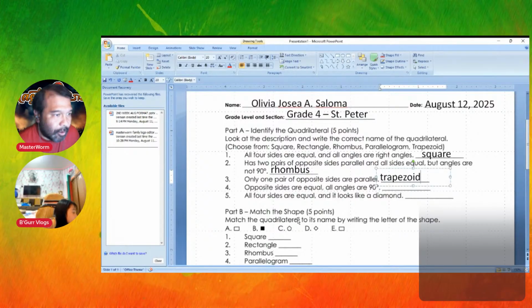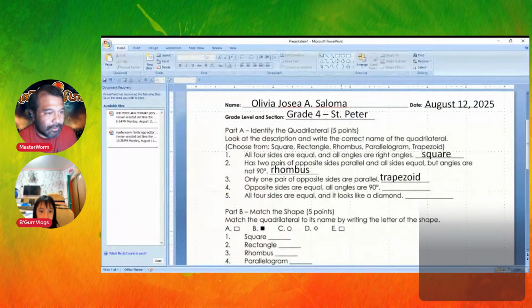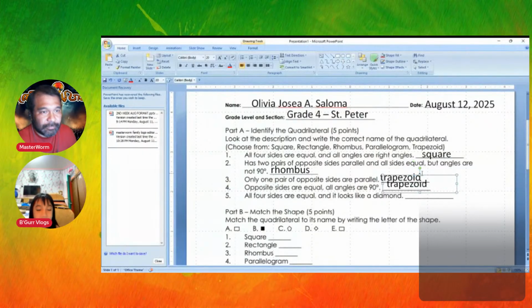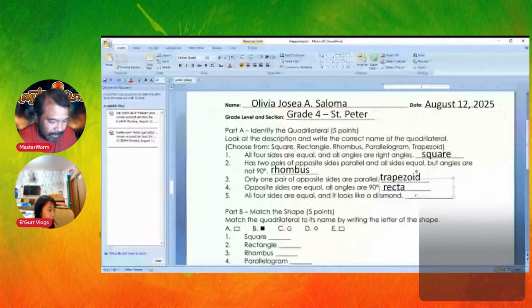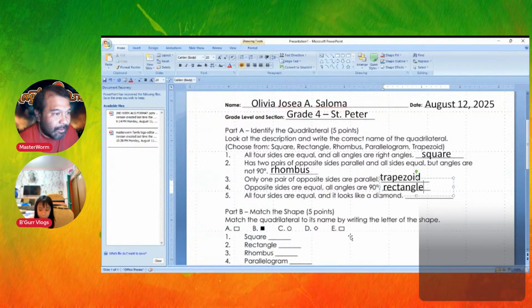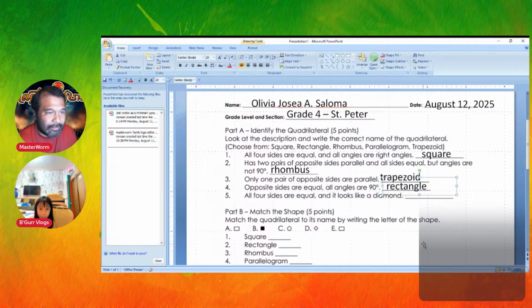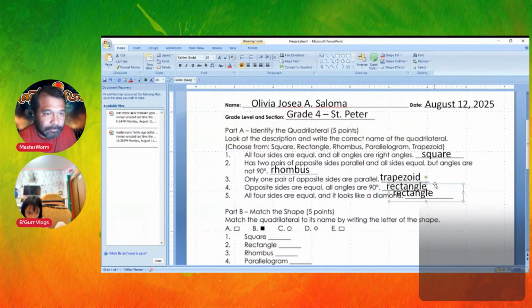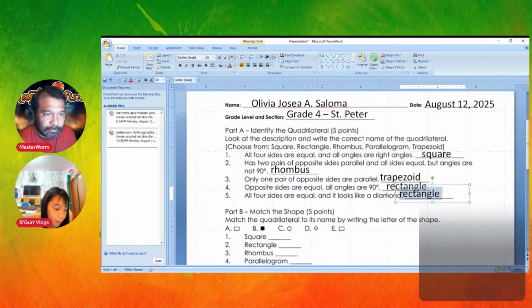Okay. Opposite sides are equal. All angles are 90 degrees. So obviously, this is a rectangle. Very good. All four sides are equal and looks like a diamond. It means that there is no right angle. What was that again? Parallelogram. Good job.